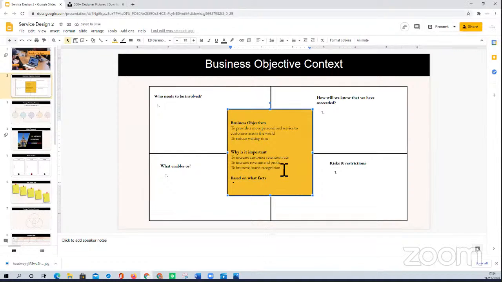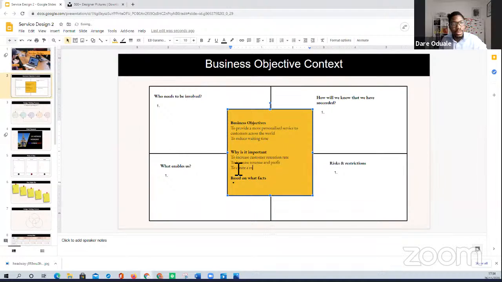And why is it also important to improve brand recognition or brand acceptance? Yeah, because of the competition in the market, I think. To create a more positive brand perception. Yeah, have a larger market share. Yes, so by the time you increase your retention rate, you're able to increase revenue and profit, and you're able to create a more positive brand perception.